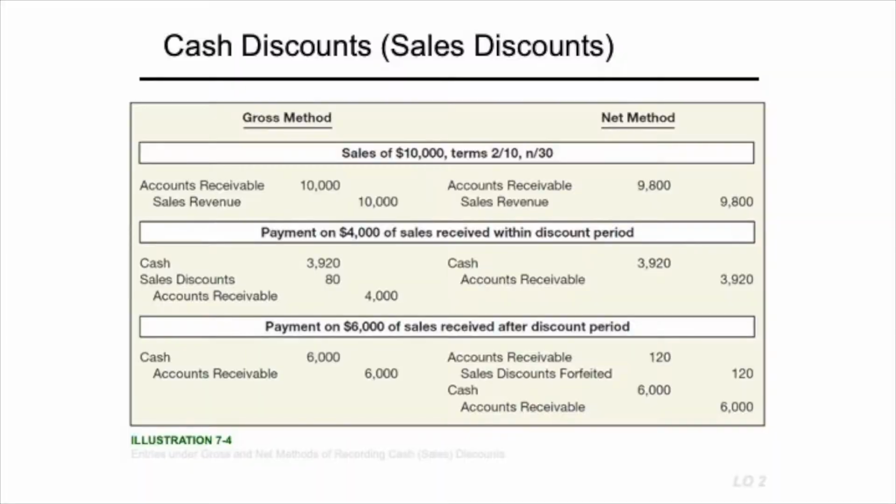So the difference here, under the gross method, if let's say we make a sale for $10,000 with 2/10 net 30 terms, which means the gross amount of the sale is $10,000. If they pay within 10 days, it's only $9,800. There's a 2% discount for paying within 10 days. So if we did the gross method at the time of sale, we're going to record accounts receivable and sales revenue for $10,000.